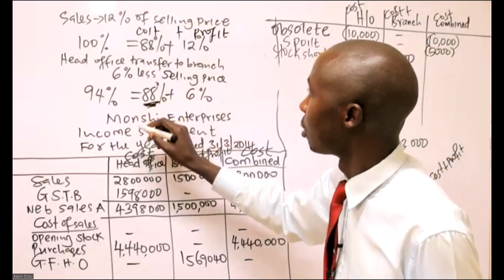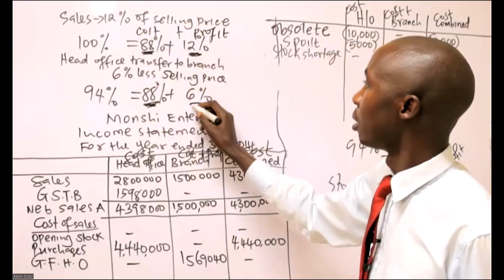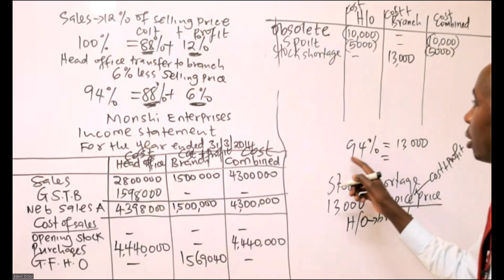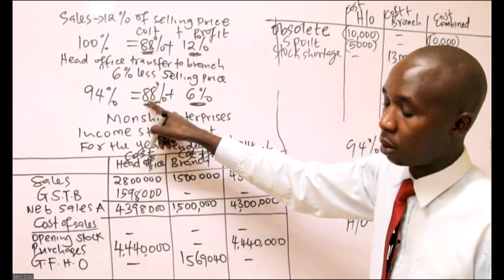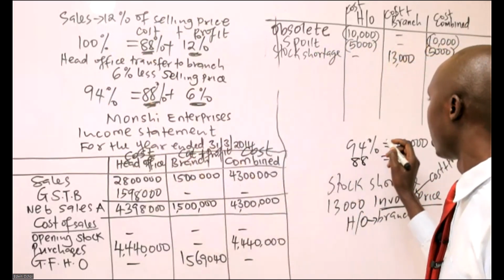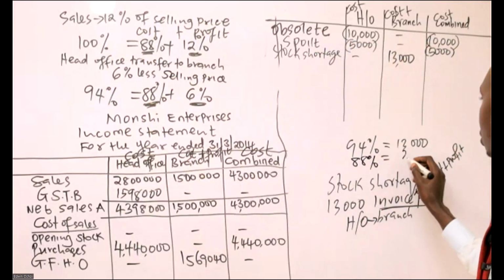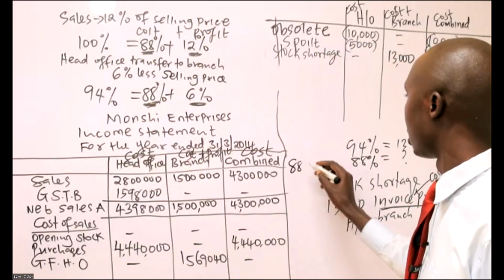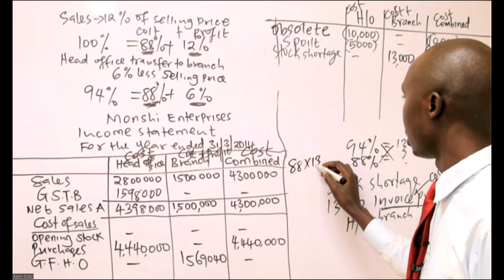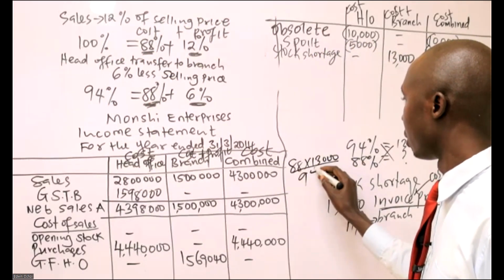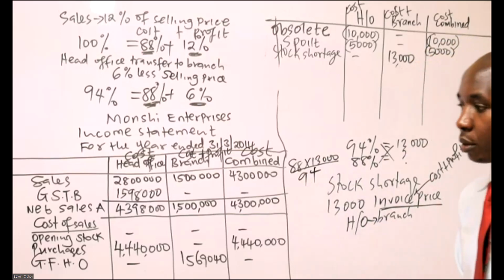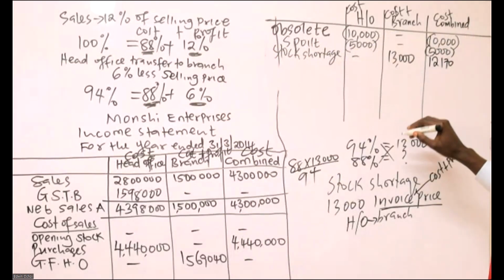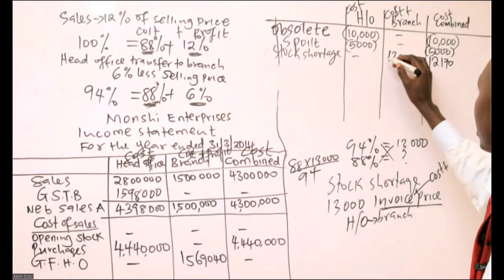So these are the costs. These are the profits, selling price. So 94. So we need what? Cost, 88%. We need that. So if you take 88, it's all about cross multiplication, times 13, you divide by 94. What are you getting? 12,170. That is what you record there.